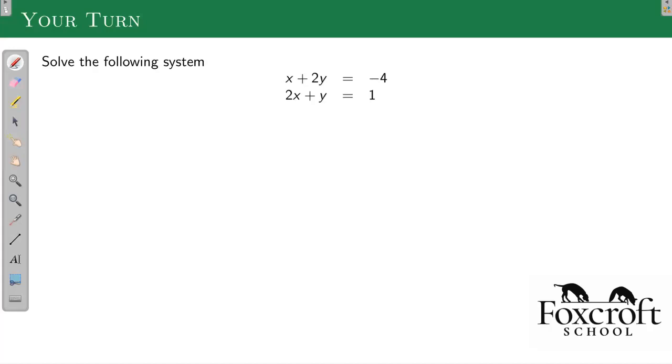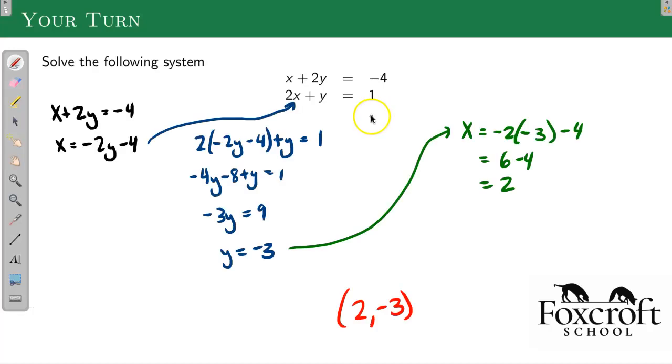All right, so here's the one for you to try on your own. Figure out which of these variables makes sense to solve first. There's actually 2 options, I would think, and then solve this system. I'll show you the answer in 3, 2, 1. And the solution you should get is 2, negative 3. And you can see all the work here.